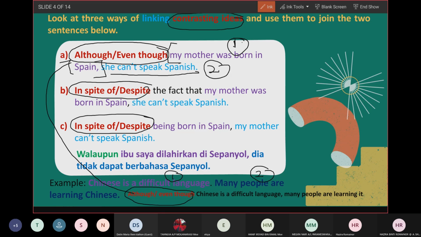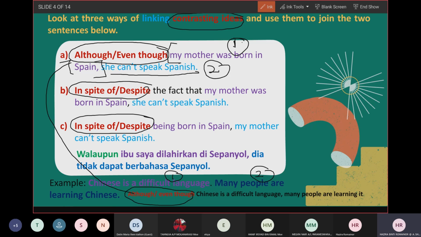In spite of the fact that Chinese is a difficult language, many people are learning Chinese. All right, good. Okay, in spite of the fact Chinese is a difficult language, many people are learning it. Okay, the one that Tanuja gave is the example. Follow exactly like example in B. Ikut contoh dalam ayat B. She used in spite of or despite the fact.